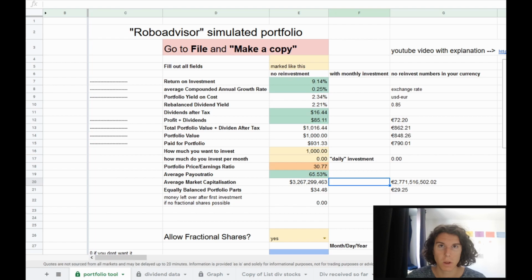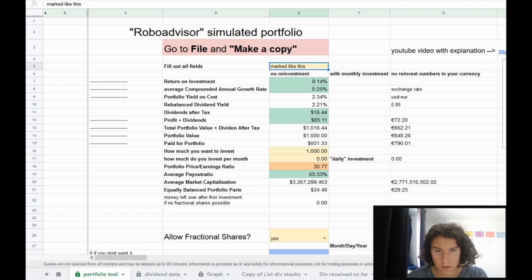In this video you will learn how to create your own portfolio, and ideally a dividend portfolio. This will be some sort of robo-advisor, and let's simulate some different portfolios. And as always, you fill out fields that are marked like this in light yellow.